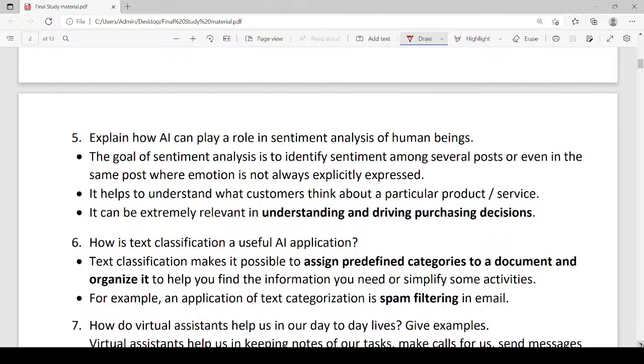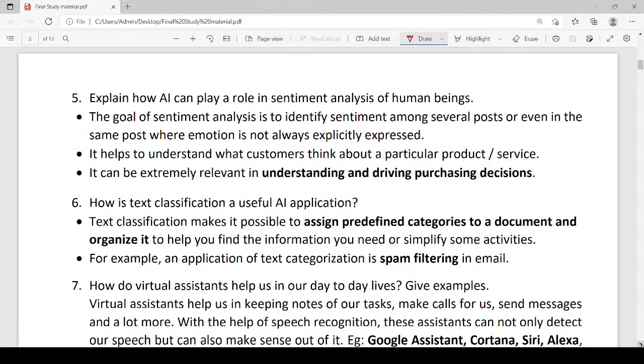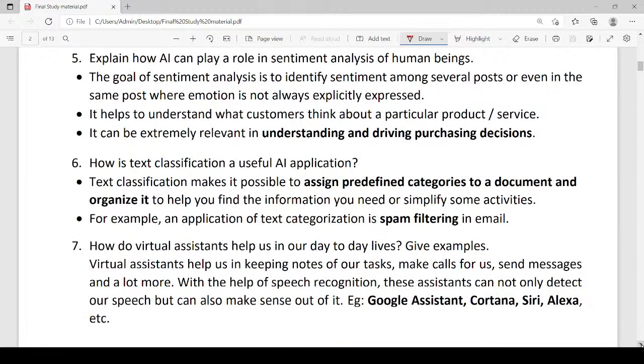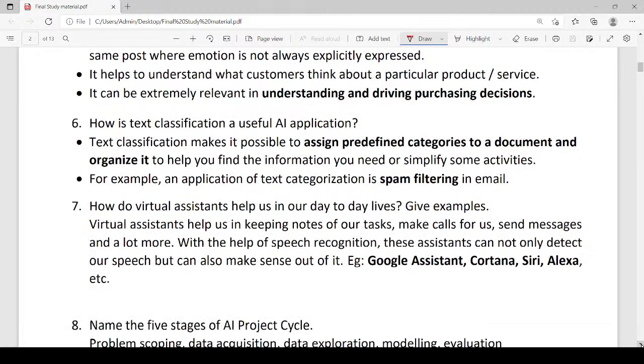It helps us to search information easily. Exactly. It helps us in making notes. You're right. So all these activities that we do, like taking notes, making calls, sending messages, are done by voice assistants. So what do they basically do? They understand what we speak and then try to make sense out of the information. Examples could be Google Assistant, Cortana, Siri, Alexa, right?